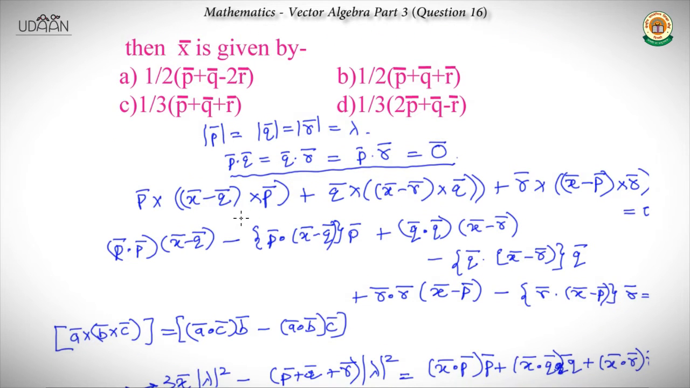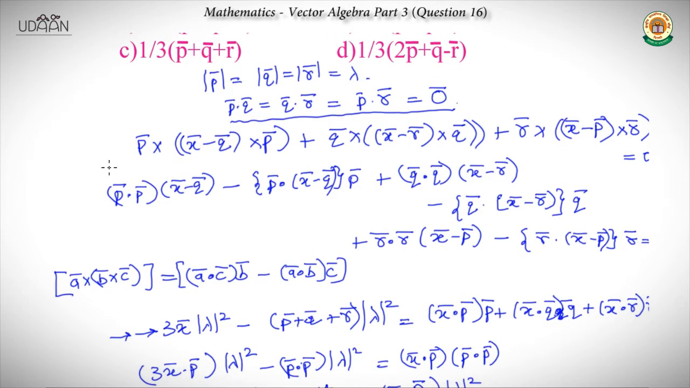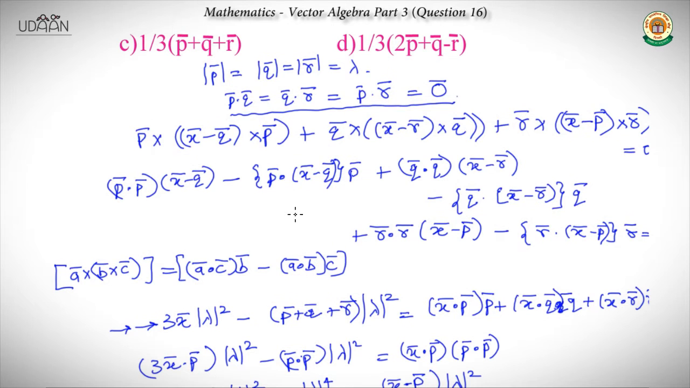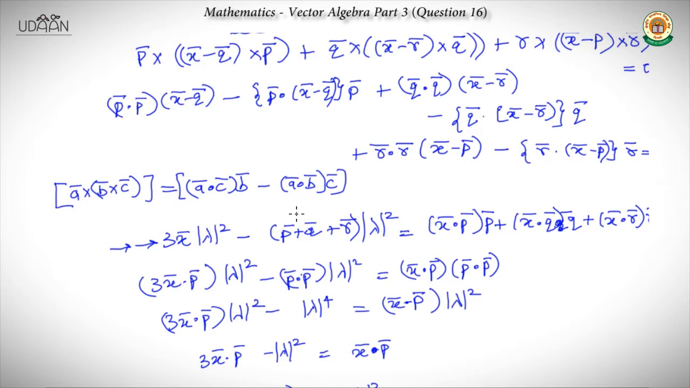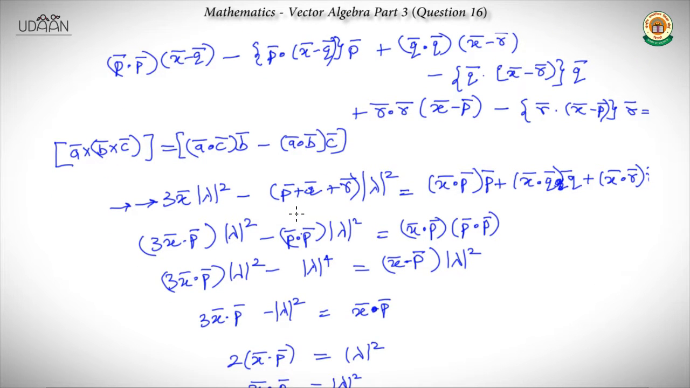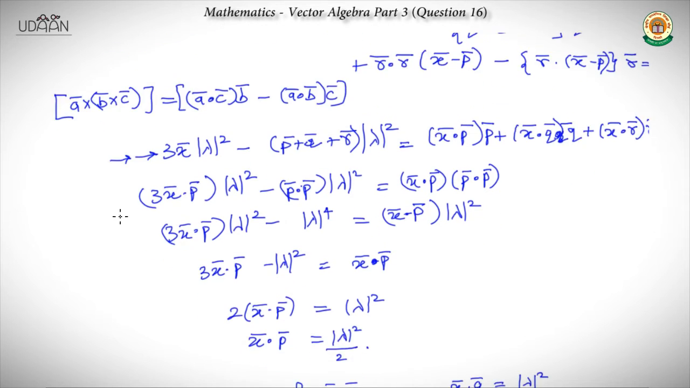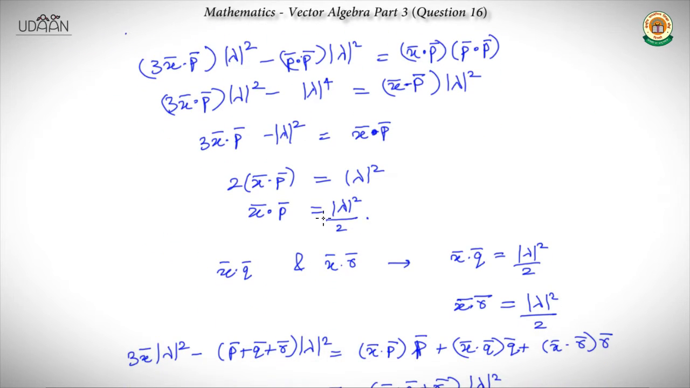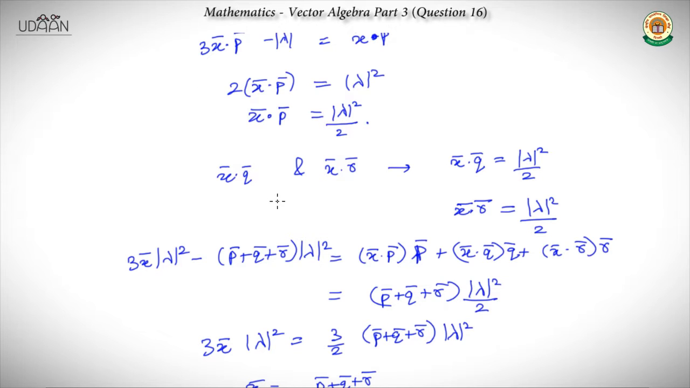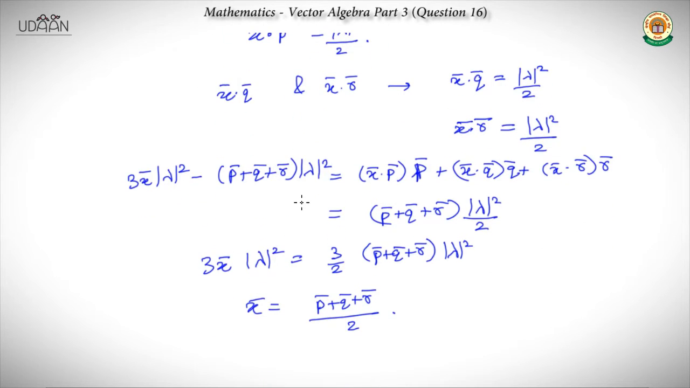So we took the expression and put it into the form of vector triple products. At that step itself, first of all, we put all dot products between P, Q and R equal to 0. Then for the resulting equation, we took a dot product with P to simplify it, and reached the conclusion that x dot p comes out to be mod lambda square by 2. Since there was nothing specific about p, we got similar results for q and for r also. So we got these three values for x dot p, x dot q and x dot r. We substitute all those values into the original equation which we got after simplifying the triple product.